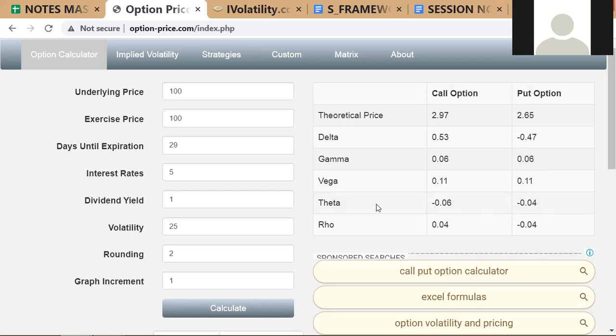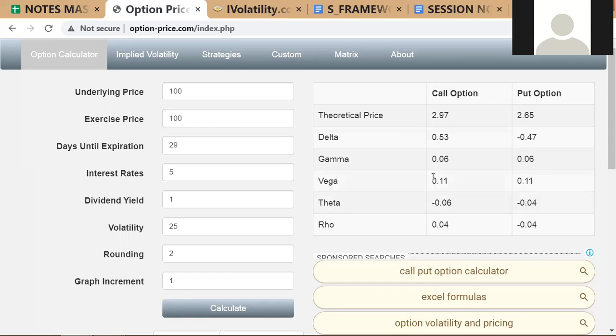So theta is just the partial derivative, okay? Or if you want to understand it without involving the calculus part of it, it's just the sensitivity analysis. It is the sensitivity of the call and put option premium to a change in this model input, days until expiration. So the point here is that if you have a long option position, whether it's a call or a put, then you have negative theta.